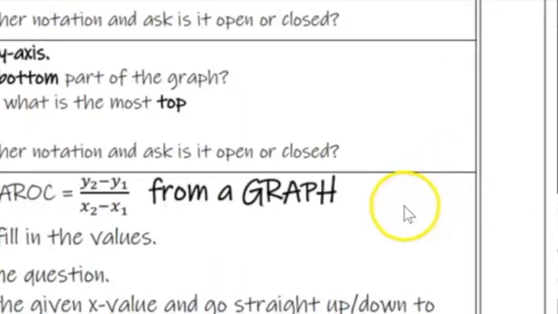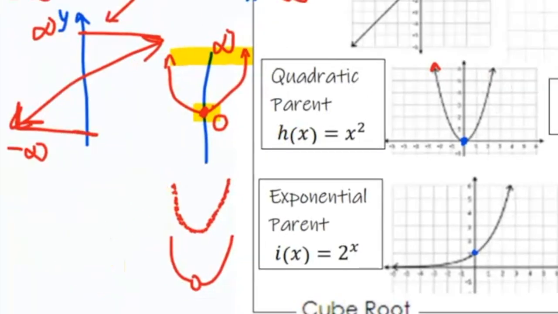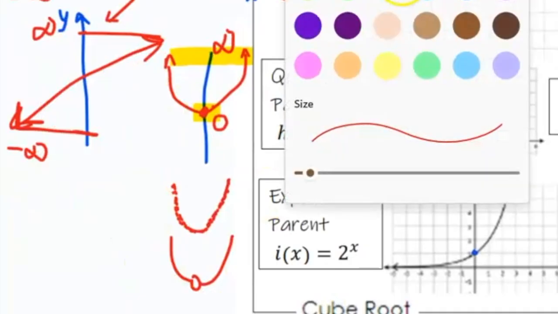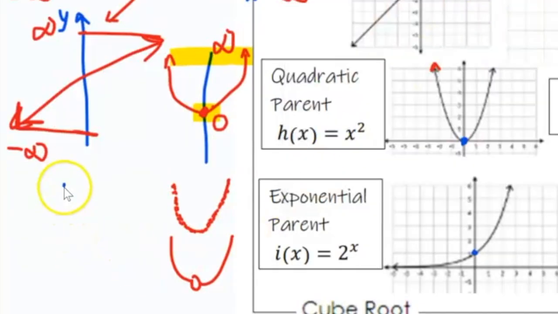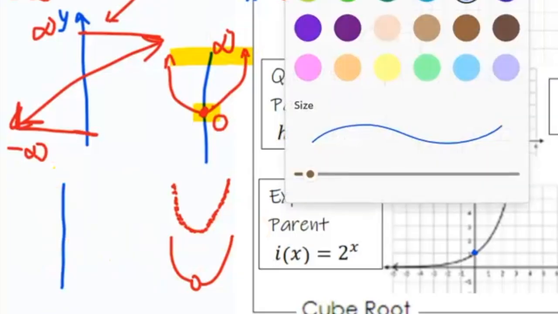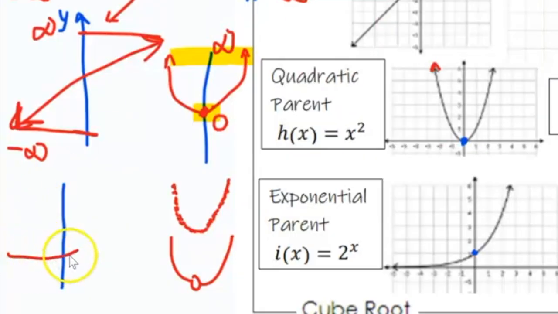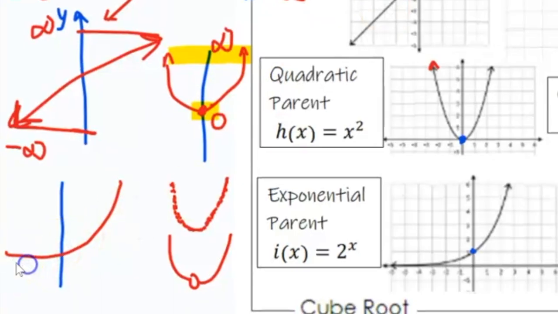We're going to take a look at an exponential parent. Okay, so again, the notes say, go ahead and sketch just the y-axis, the axis that you're looking at, so that you don't get confused. Sketch the graph itself. So I'm going to sketch the graph itself like that. And then it says go from the bottom. So I'm going to highlight the bottom. This is the bottom right here.